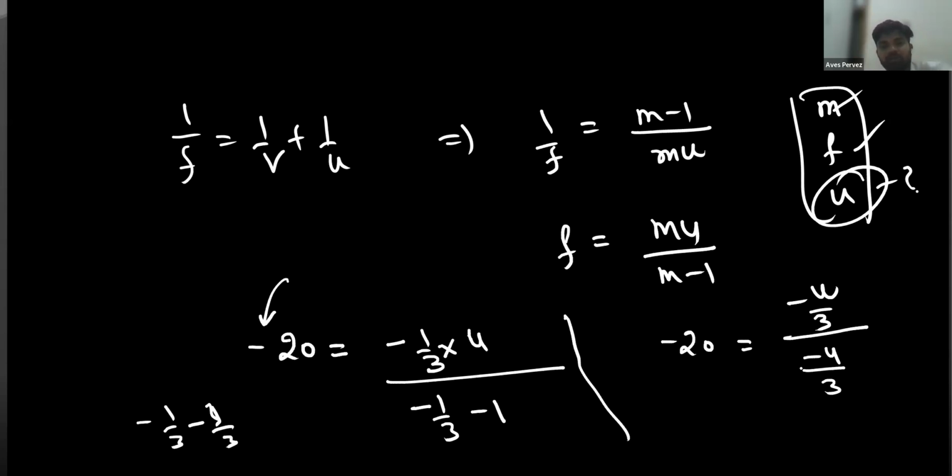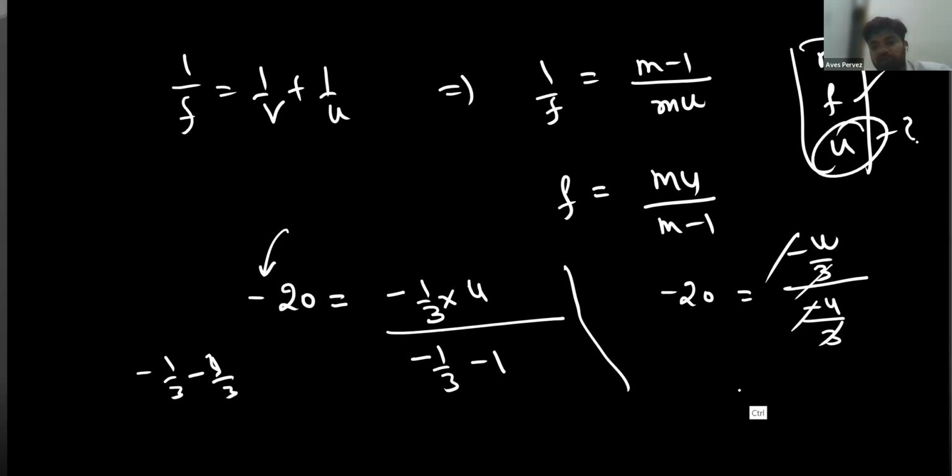Now, this 3 will get cancelled. And this minus sign and this minus sign will also get cancelled. You will get u by 4 is equal to minus 20. Okay? This 3 will get cancelled, this minus sign and this minus sign will also get cancelled, and this goes to this side. Then you will get u is equal to minus 80 centimeter. Got it?